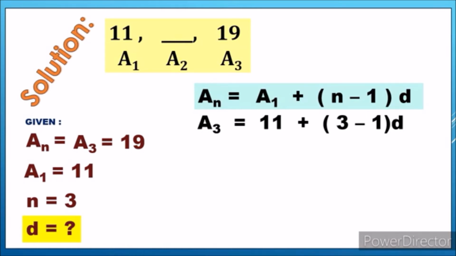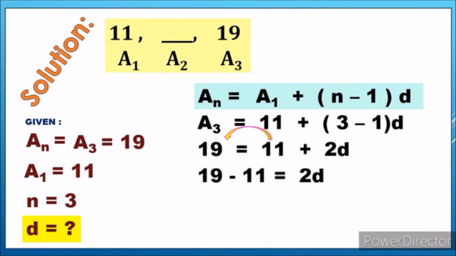Okay, next we have a sub 3, which is equal to 19. So we are going to substitute. 19 equals 11 plus 3 minus 1, which is 2, so we have now 2d. Next, to solve for d, we can apply the addition property of equality, but this time again I'm going to transpose 11 to the left side of the equation, making positive 11 to negative 11. So 19 minus 11 equals 2d, and 19 minus 11 is equal to 8. That is equal to 2d.